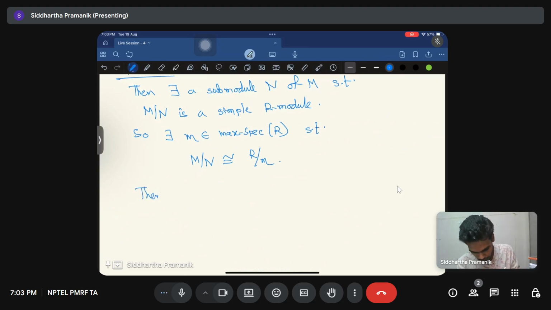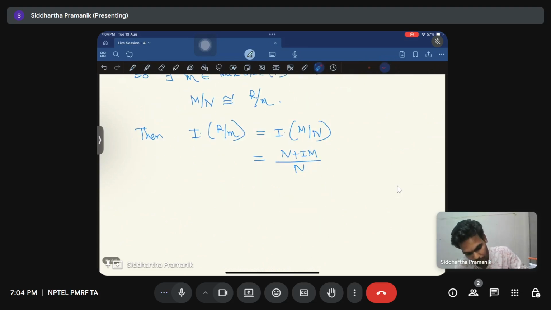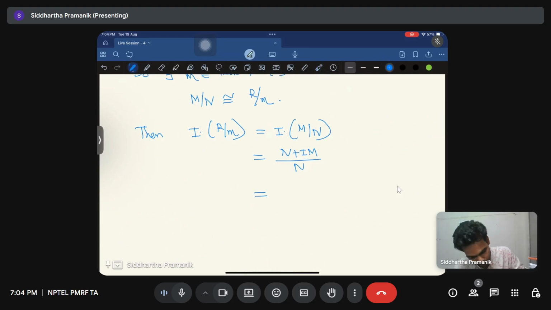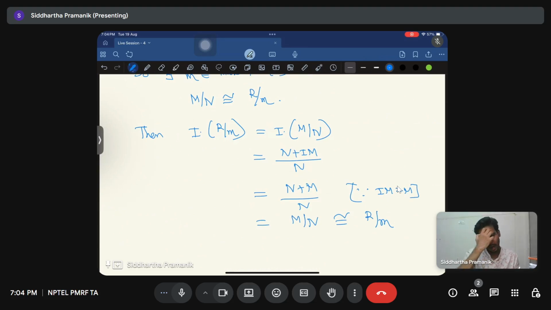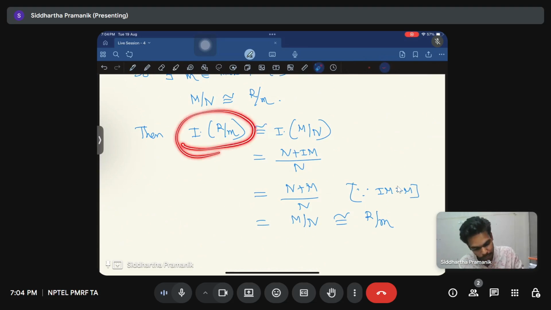Now then I times R mod m, which is basically I M mod N, which is basically N plus IM mod N, but IM is equal to M. So this is N plus M mod N, because IM is equal to M and N is some submodule of M. So this is M mod N, and this is isomorphic with R mod m. So I times R mod m is isomorphic with R mod m.